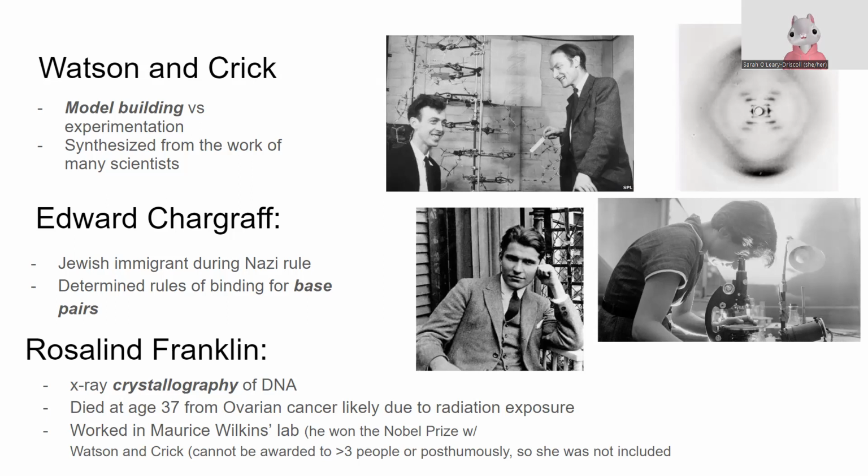And she had already passed away from ovarian cancer at age 37 because of radiation exposure. So even if she was alive, she may not have gotten the Nobel Prize because Maurice Wilkins was basically the person running the lab she worked in. But even if she had really gotten the credit she deserved, because she'd passed away, she wasn't able to get the prize.